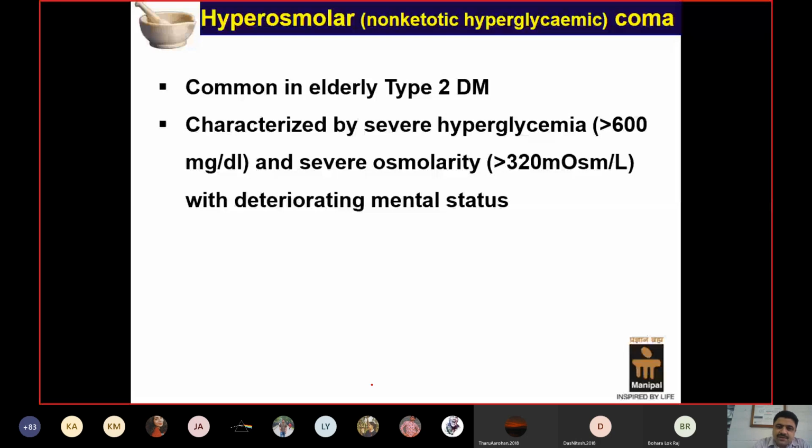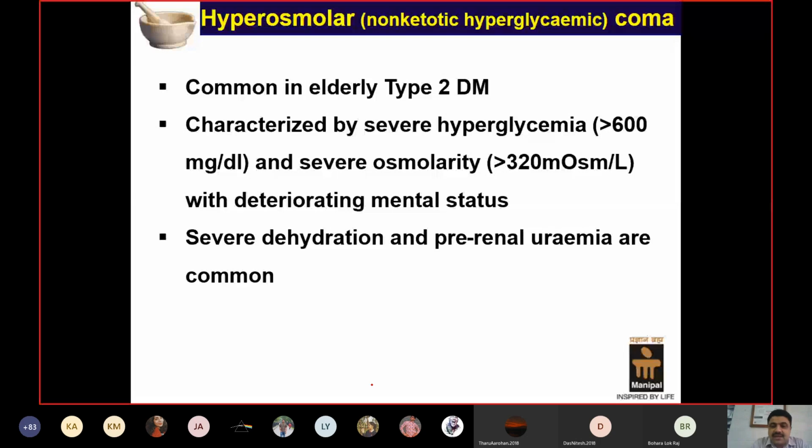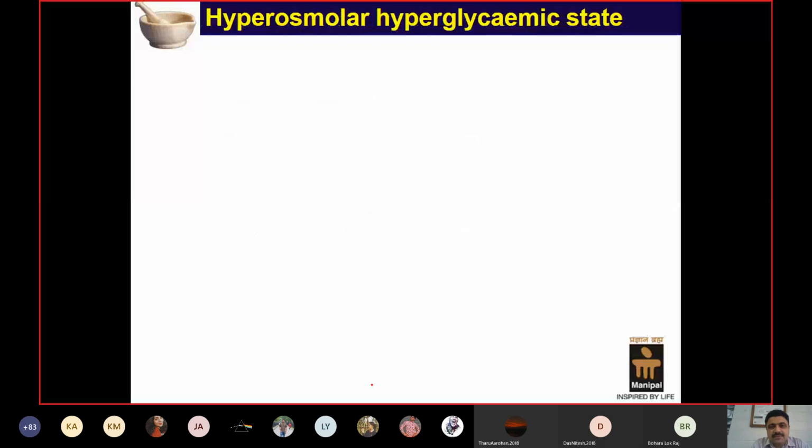But remember here, due to severe osmolarity, electrolyte imbalance may occur. That is why you have to check that. And severe dehydration and pre-renal uremia are common. There is dehydration, and there will be accumulation of toxins, so pre-renal uremia may occur. That is why in management, you have to think of that.